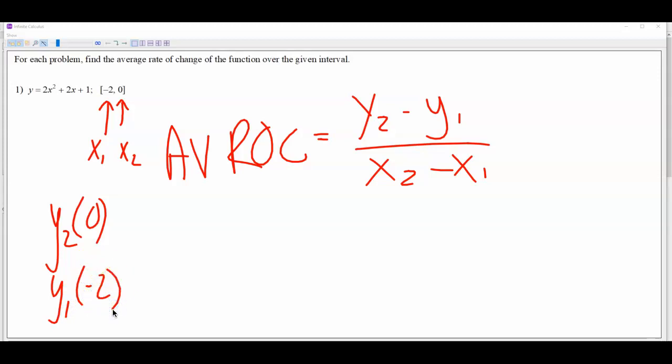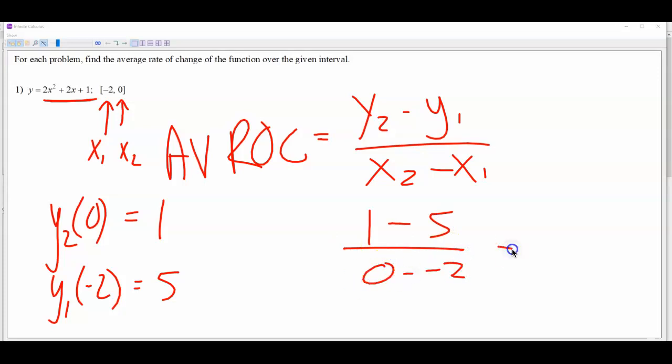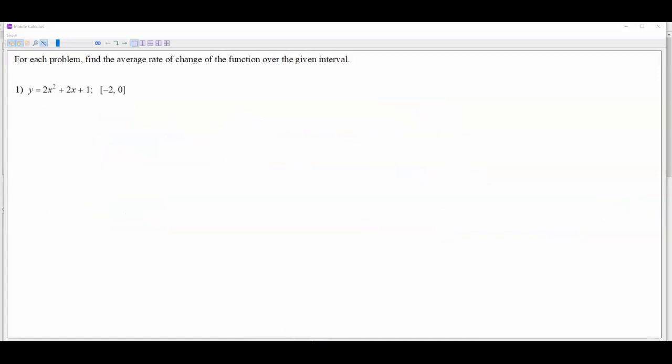So if you want to find y2, you're going to plug 0 into this function. If you do that, you get 1. And then to find y1, we got to plug in negative 2 into this function. And that's going to give me 8 minus 4 is 4 plus 1 is 5. And so now we have our answers for y2 and y1. So it's going to be 1 minus 5 over my x2 minus x1 values. That's going to give us negative 4 over 2, which is negative 2. And that's my average rate of change. So average rate of change is just the old school Algebra 1 slope formula.